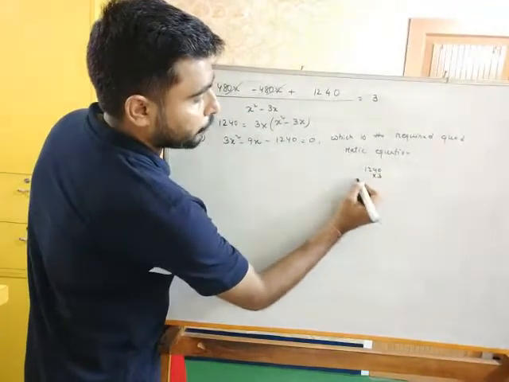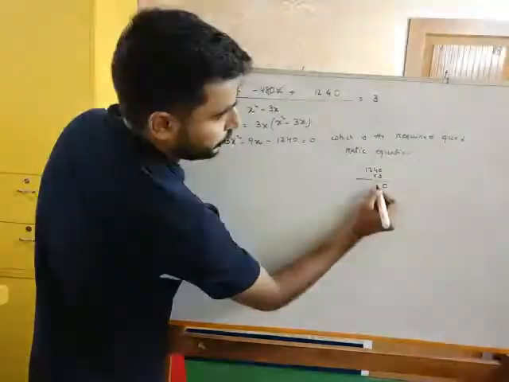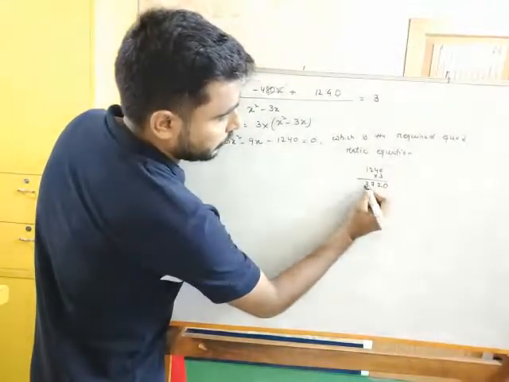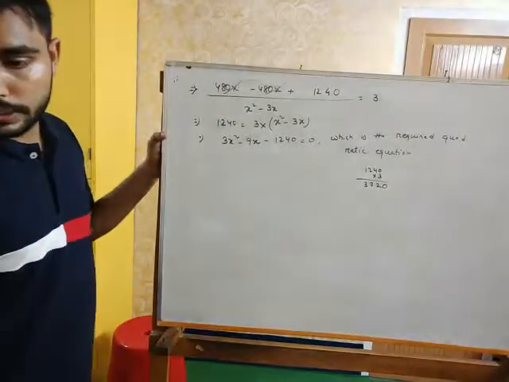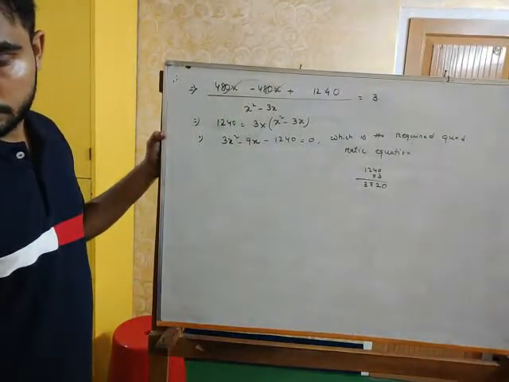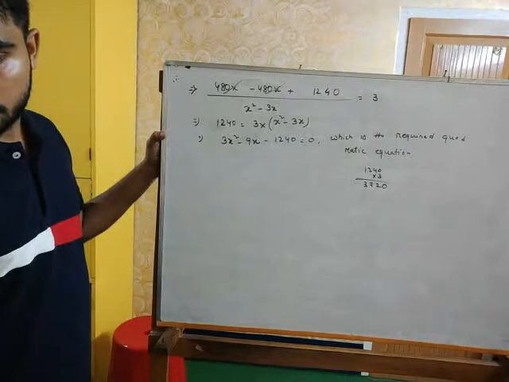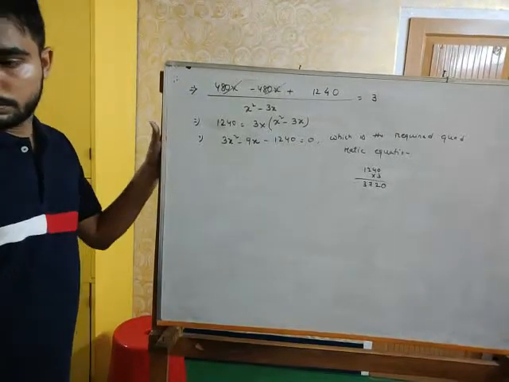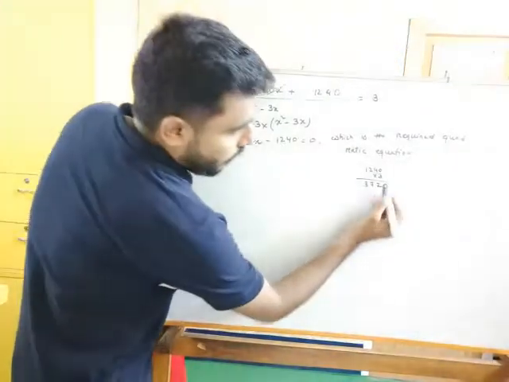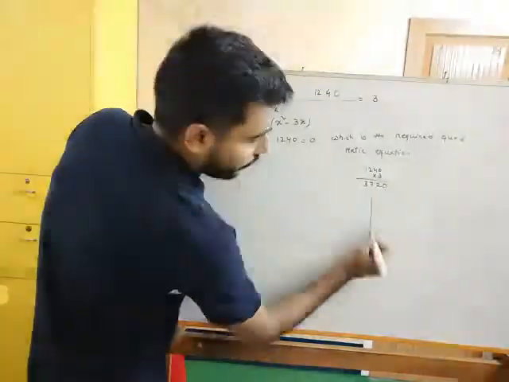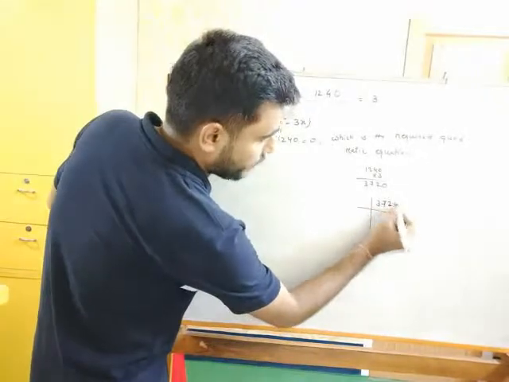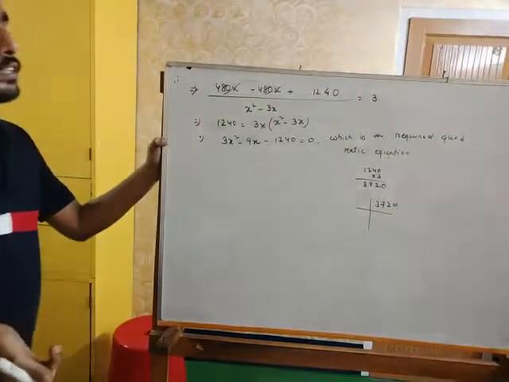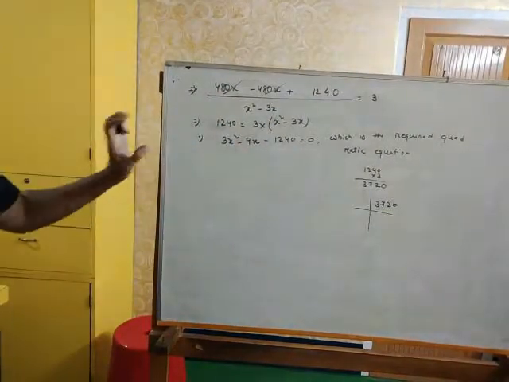So now 1240 is the constant term, the coefficient of x square is 3. Now we need to find the factor of 3720 such that after subtracting the factors you get 9.